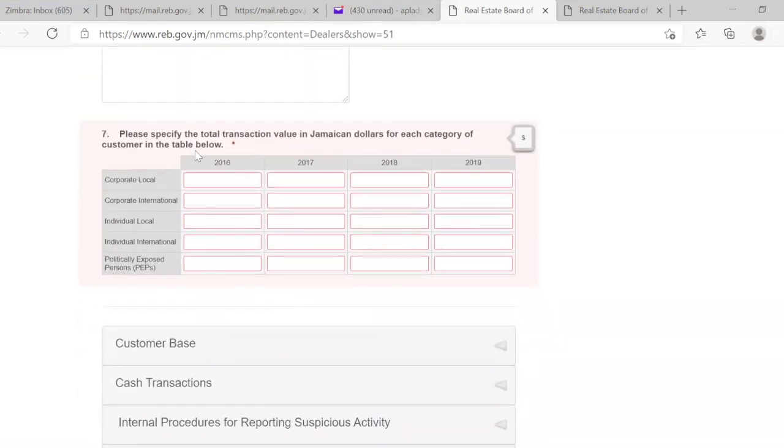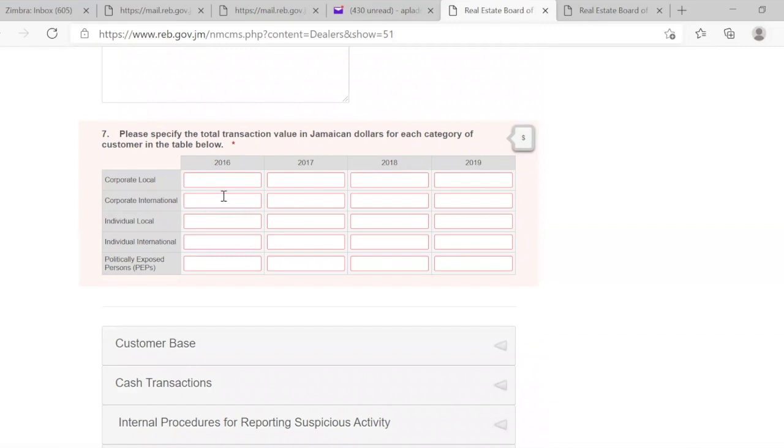All right, it said, please specify the total transaction value in Jamaican dollars for each category of customer in a table below. The table below, sorry. So again, this requires you to really sit and go through your information and record some data here. It may take some time. I doubt you're going to be able to complete this form in one go. So I'm going to show you in a short while how to save the form and go back to the form and complete it. Try and input the information as accurate as possible.